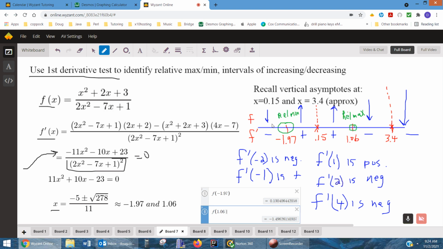So we want to test numbers in each interval created by these critical numbers. It turns out that if I put -2 into this first derivative function right here, I get a negative number. So to the left of -1.97, f prime is negative. That means the original function is decreasing. And similarly for all these other points.